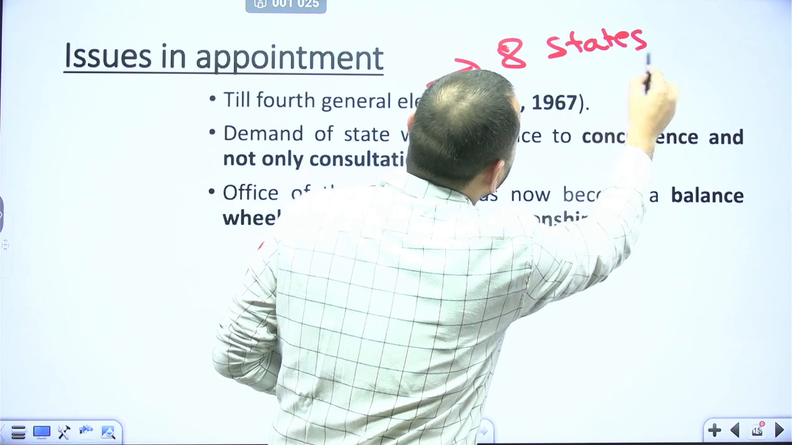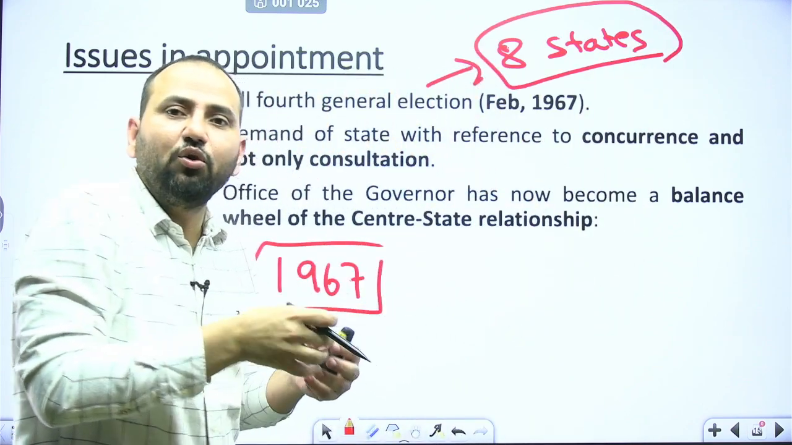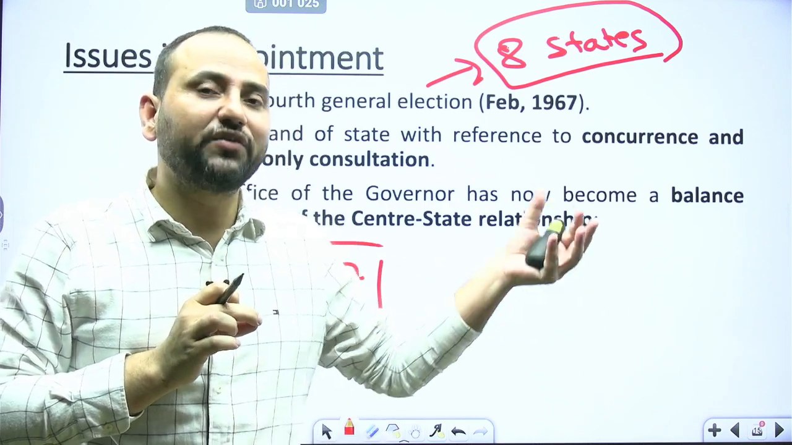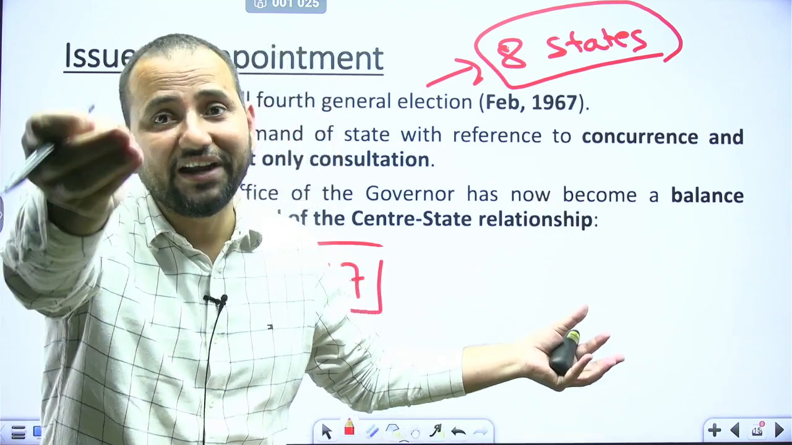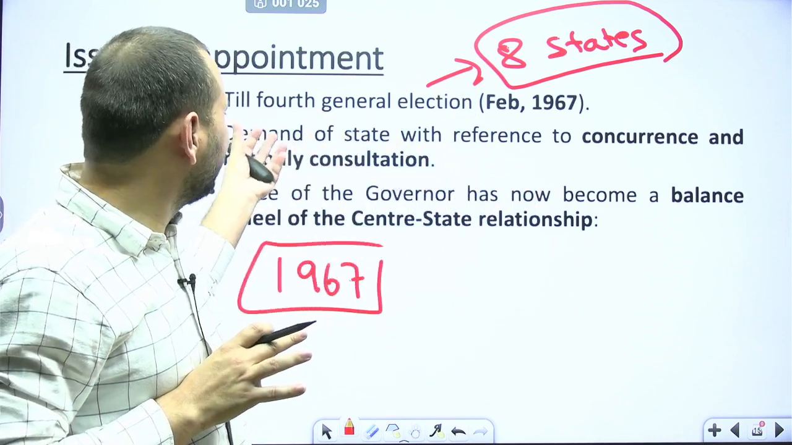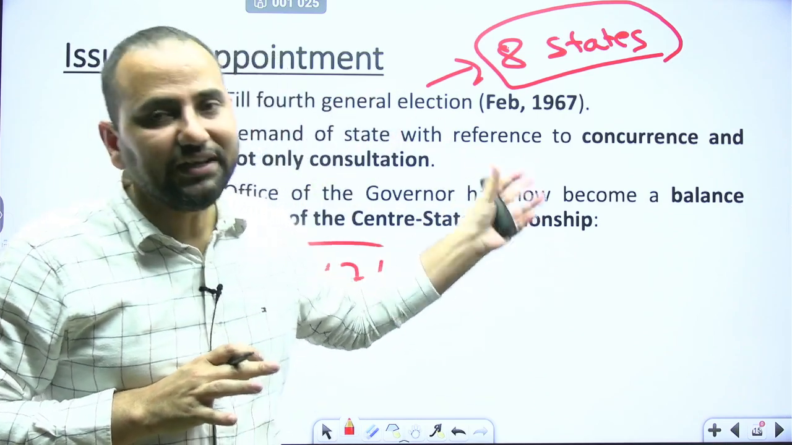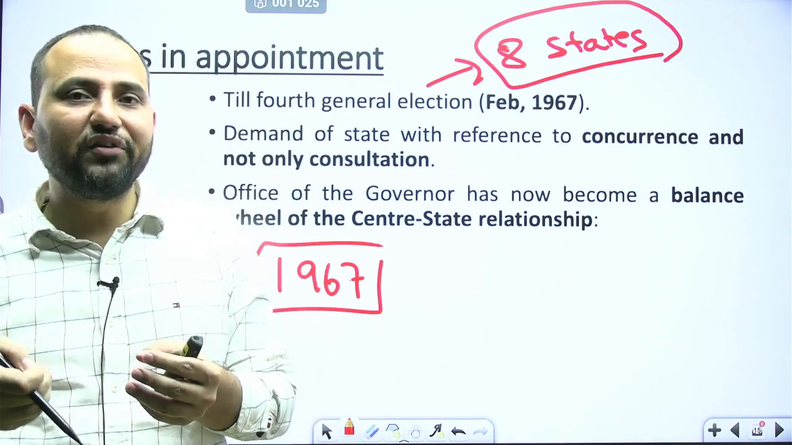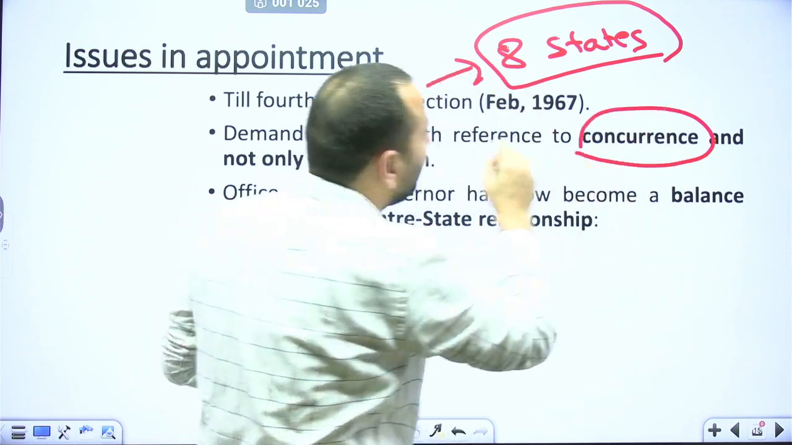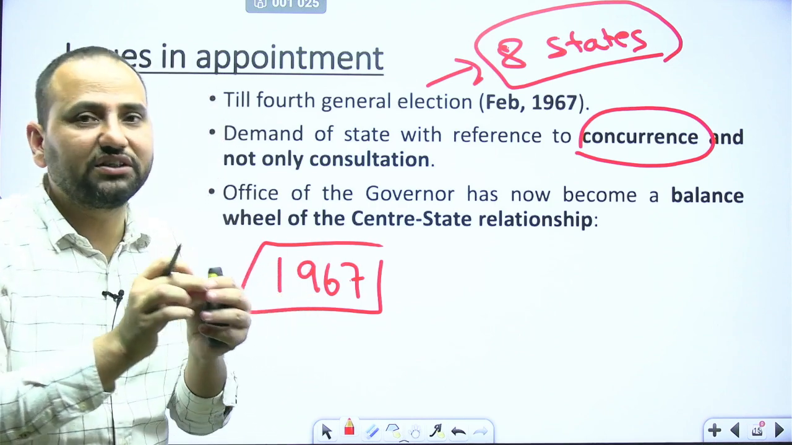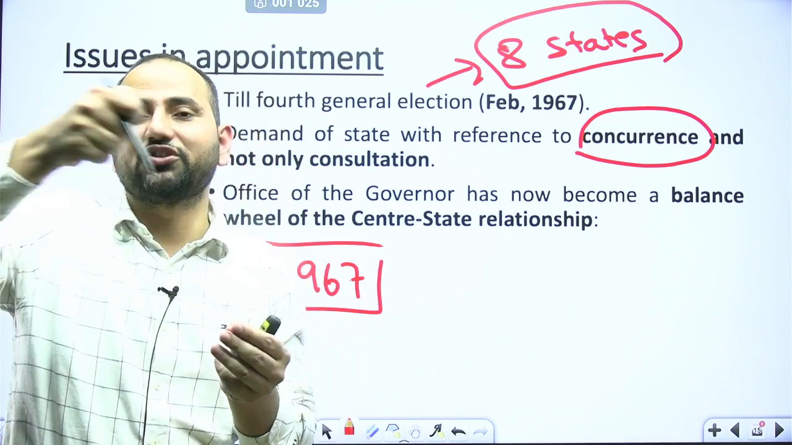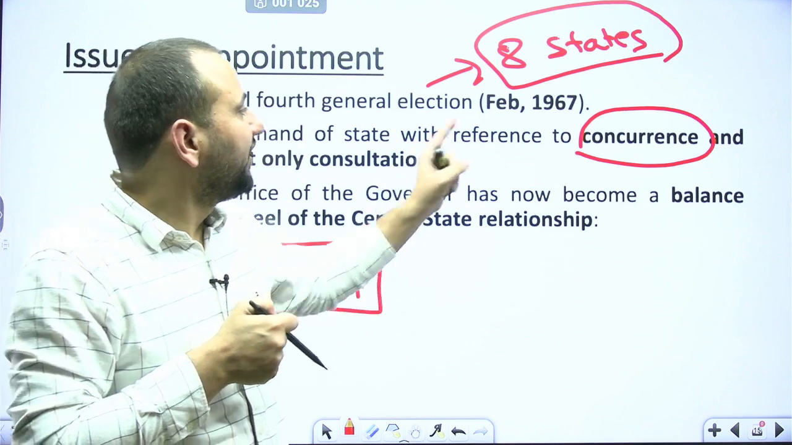When they lost elections in 8 states, we started seeing a new type of political dynamics in India, where in the states we had a different government, some regional government, and in the center we had the Congress government. This automatically raised the issue of appointment also, and a demand came into existence where the state government wants to have concurrence over the appointment of the governors. Presently, we have a structure of consultation, and this structure of consultation is also not constitutional. It has evolved with the passage of time. But the state governments presently want a structure of concurrence.